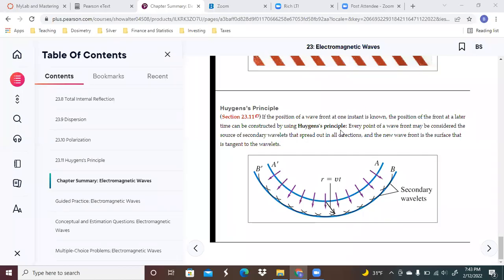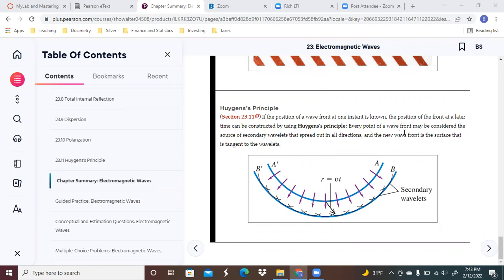This will be the last section in chapter 23. This will be over Huygens principles, section 23.11. So if the position of a wavefront at one instant is known, the position of the front at a later time can be constructed using Huygens principle.